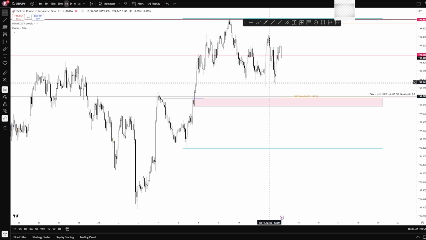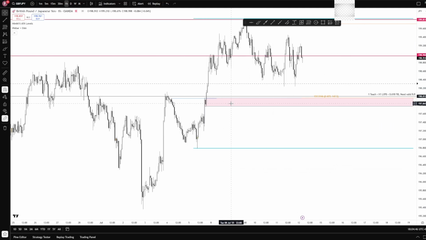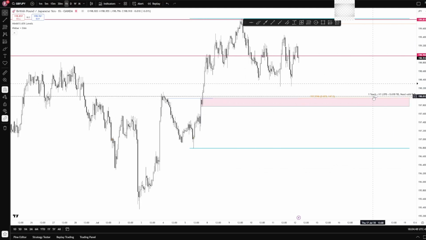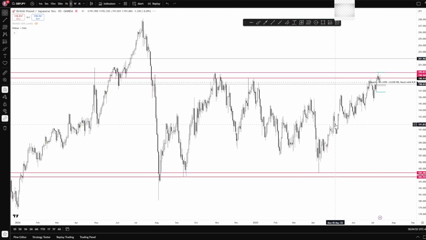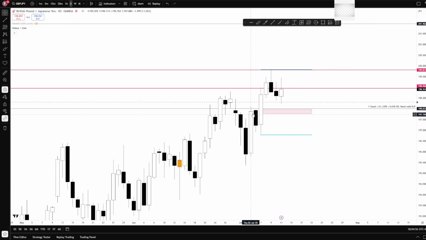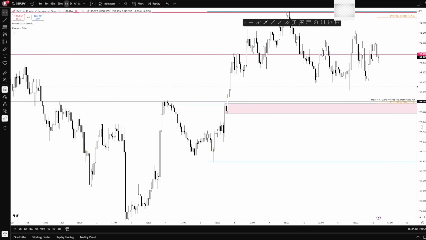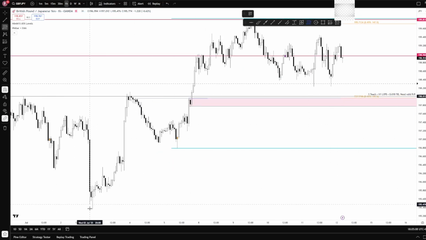Another pair I have is pound JPY. This is a very nice level. It's a one touch, a strong move away. You can see on the daily candle, there was an inside bar followed by a strong engulfing candle. So upon a retest, expect some reaction. So I have my 0.618 Fibonacci.